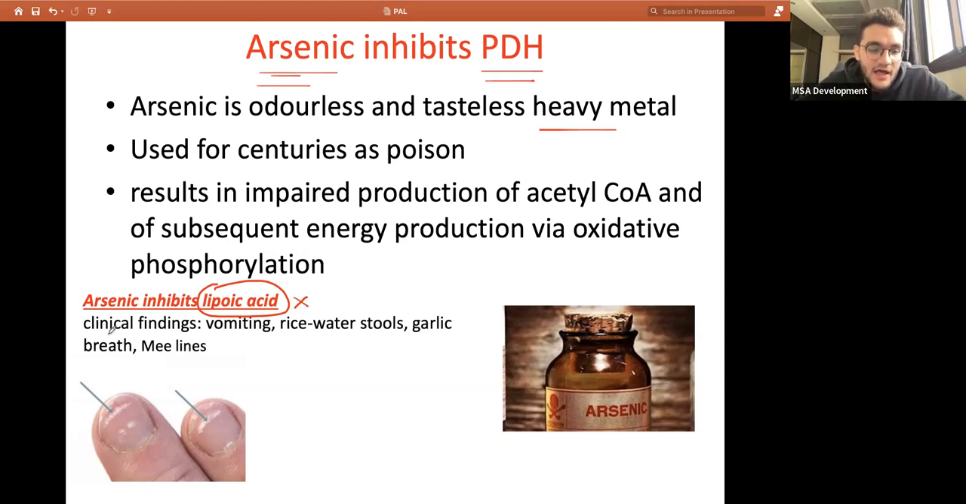Now, the clinical findings for this are extremely important. You have to know Mees lines, all right, which are these right here. Mees lines is very important because it also comes up in exams. You have to know Mees lines. You have to know the rest, but mainly focus on Mees lines. Very important. Okay.